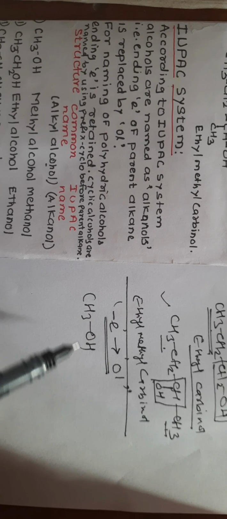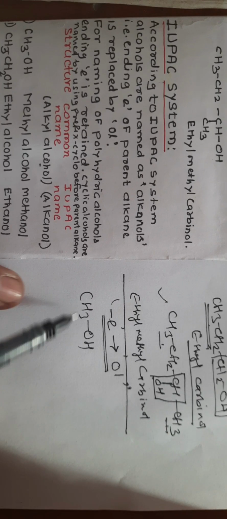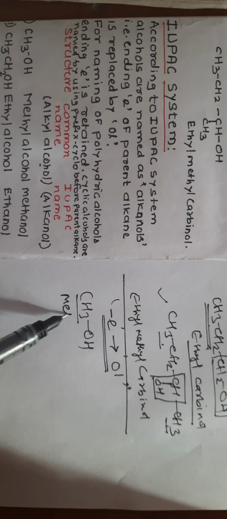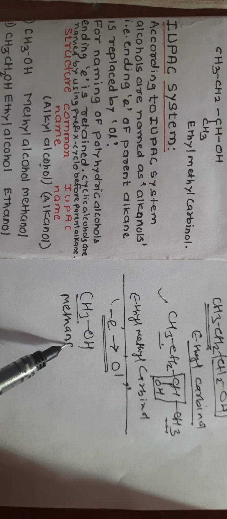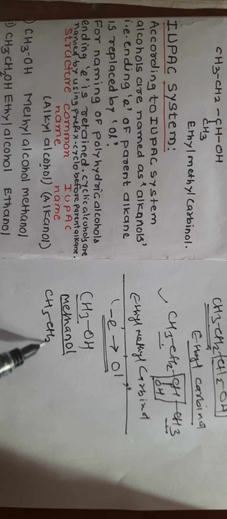It is important. Here now, suppose the first member of the alcohol series is CH3OH. It contains one carbon atom. Therefore, the parent alkane is methane, M-E-T-H-A-N-E, but E is replaced by OL. Therefore, the name of this compound is methanol. Similarly, CH3CH2OH. This alcohol contains two carbon atoms. Therefore, the parent alkane is ethane and therefore it is ethanol.